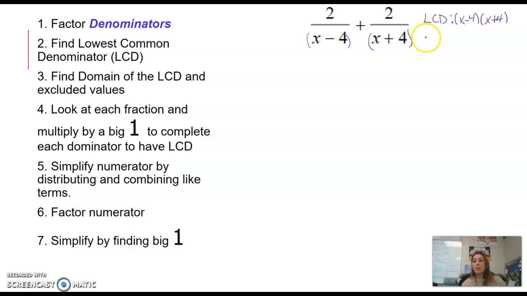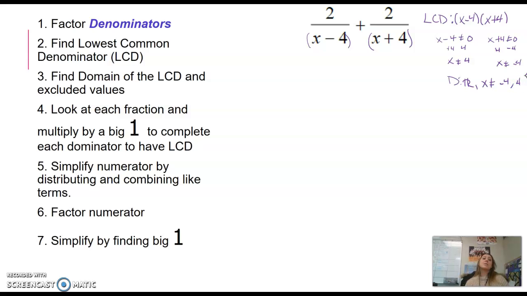Now what I'm going to do is find the domain. And I find the domain the same way I have with everything we've been learning up till now. So I'm going to take the x minus 4 and set it not equal to 0, and the x plus 4 and set it not equal to 0, and solve. So I'm going to add 4 to both sides, subtract 4 from both sides. I'm solving both of them at the same time, so then I get x is not equal to positive 4, and x is not equal to negative 4. So my domain for this particular rational expression, when I add them together, is going to be all real numbers, except x cannot equal negative 4 or positive 4.